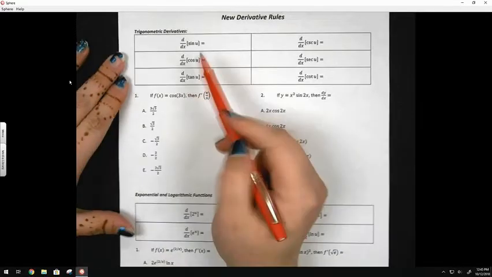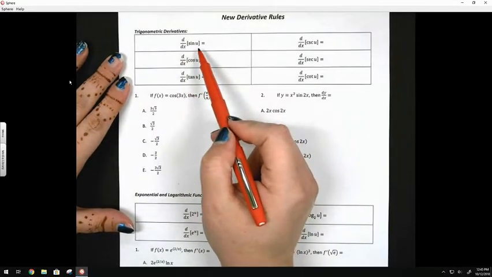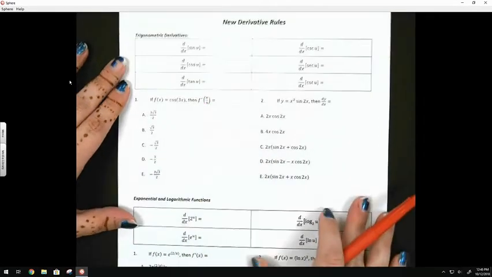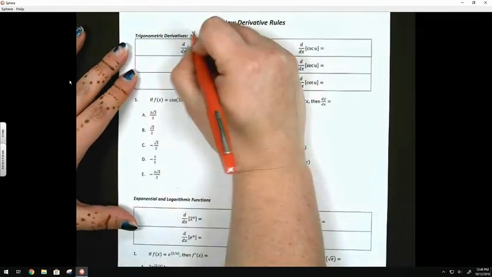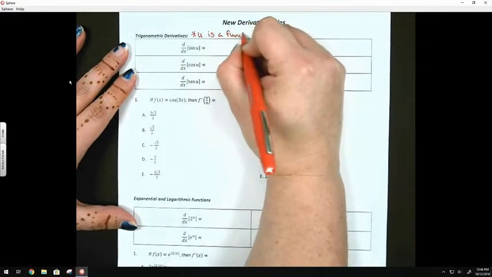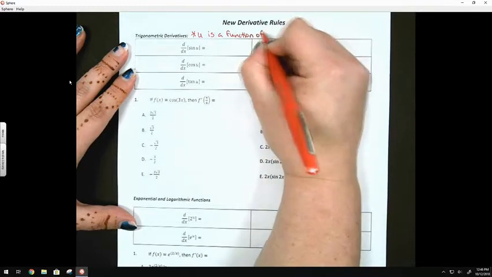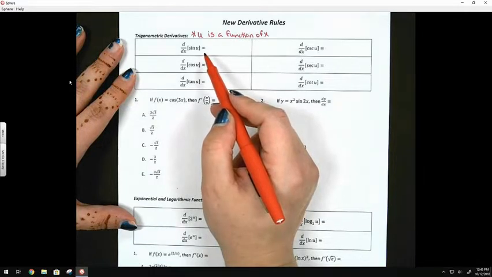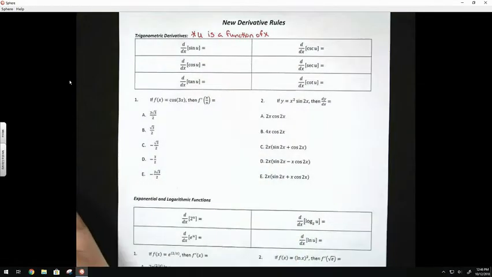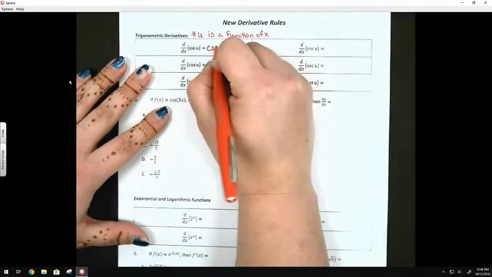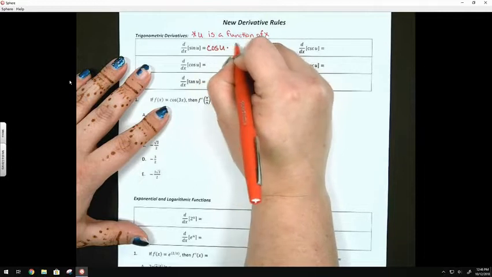All right, this first one says d dx sine u. If you notice, there's actually not even an x in this function. So I want you guys to really quickly make a note that u is a function of x. Really, this u on the inside just stands for a function that's in terms of x. It helps us worry about the chain rule if we need to, all right? So the derivative of sine is just the cosine of u times du dx.